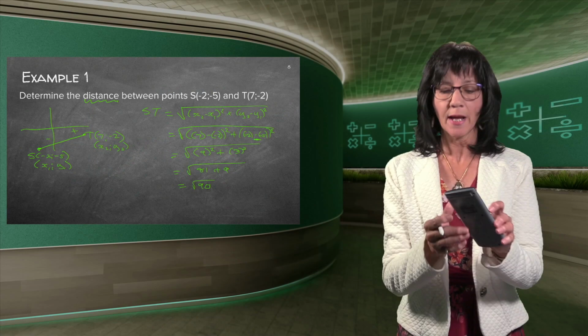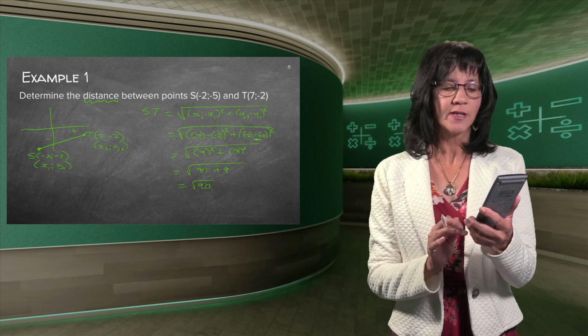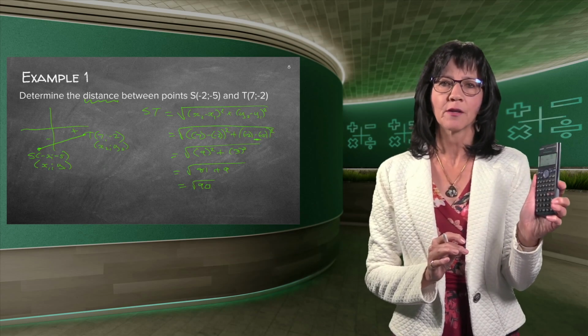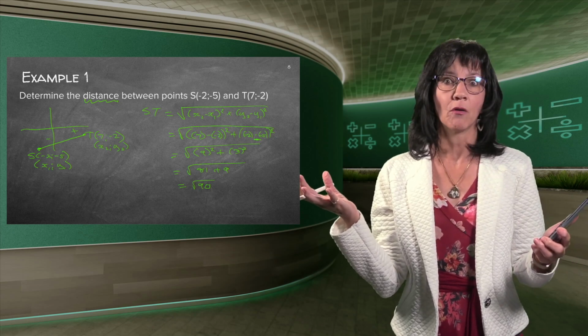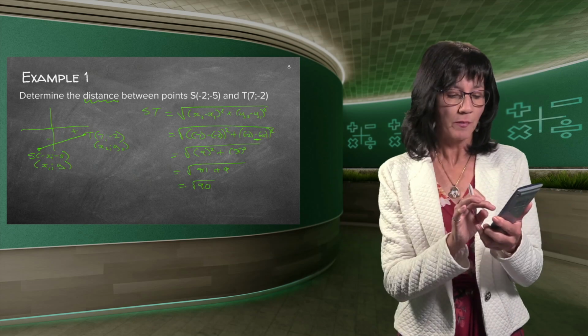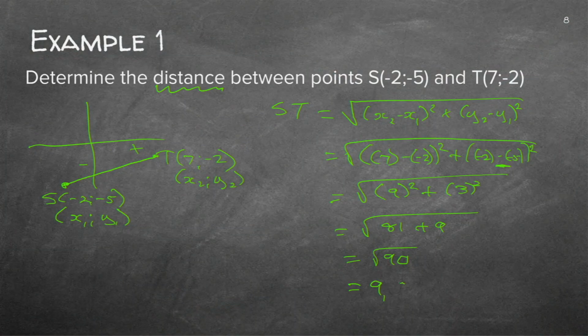Now, if you grab your calculator and you click the square root of 90, most calculators give you a square root answer, 3 square root 10. But if I tell you now this line is 3 square root 10 long, you will not know how long the line is. So we press that S-D button, and that gives us 9.5.